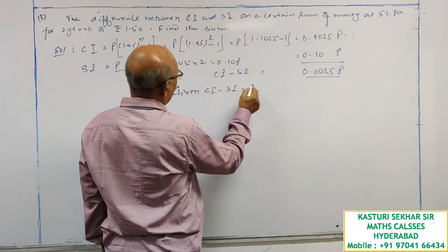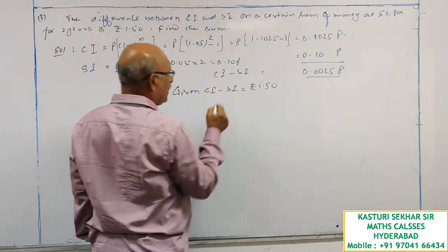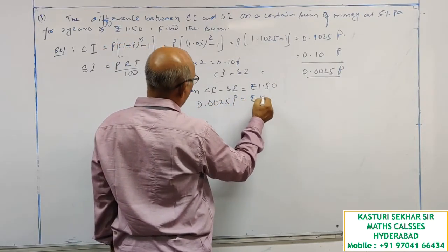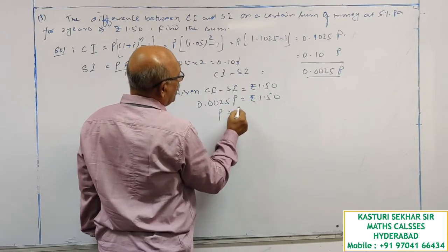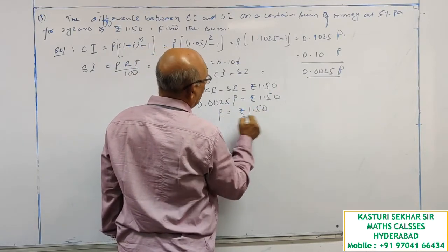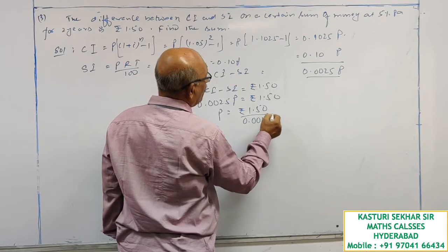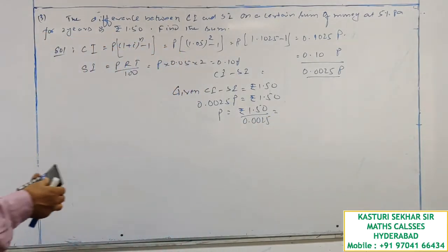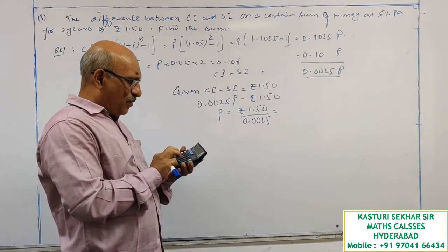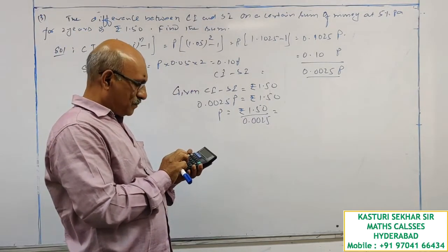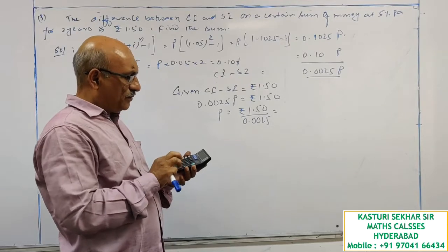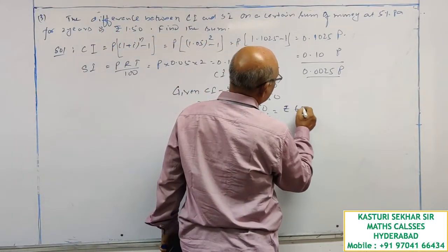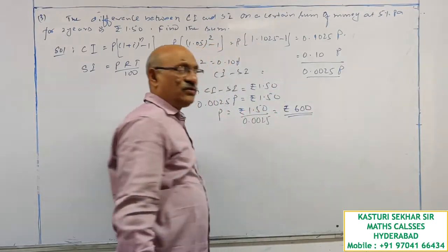Given CI minus SI is equal to rupees 1.50. So 0.0025 P is rupees 1.50. Principal is rupees 1.50 divided by 0.0025, that is 1.5 divided by 0.0025, rupees 600. Principal is rupees 600.